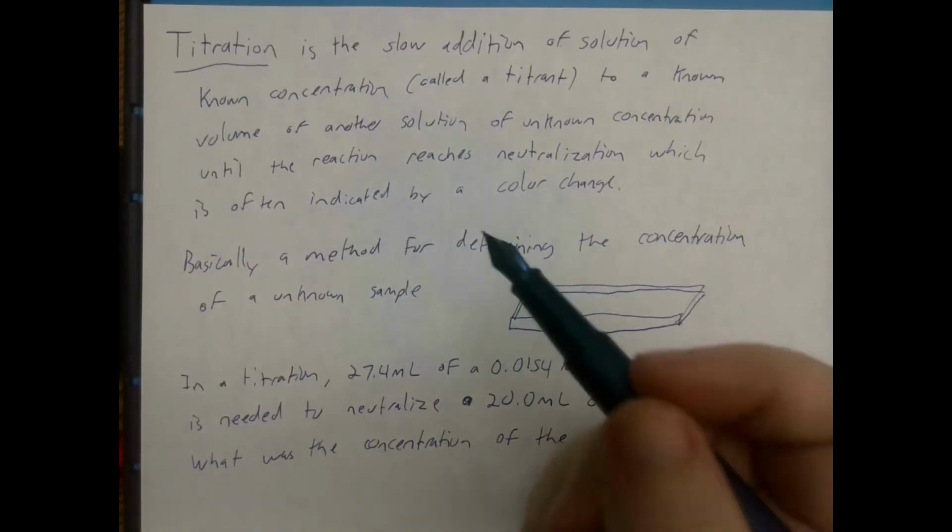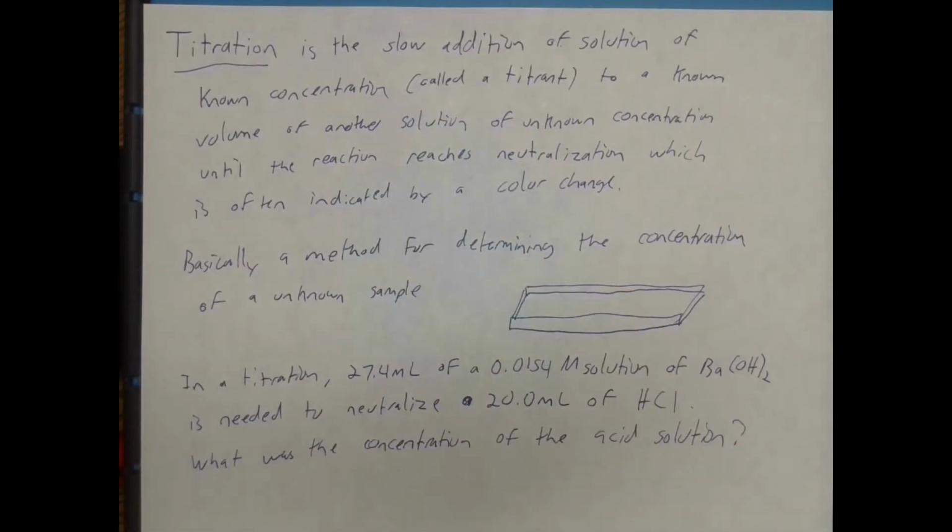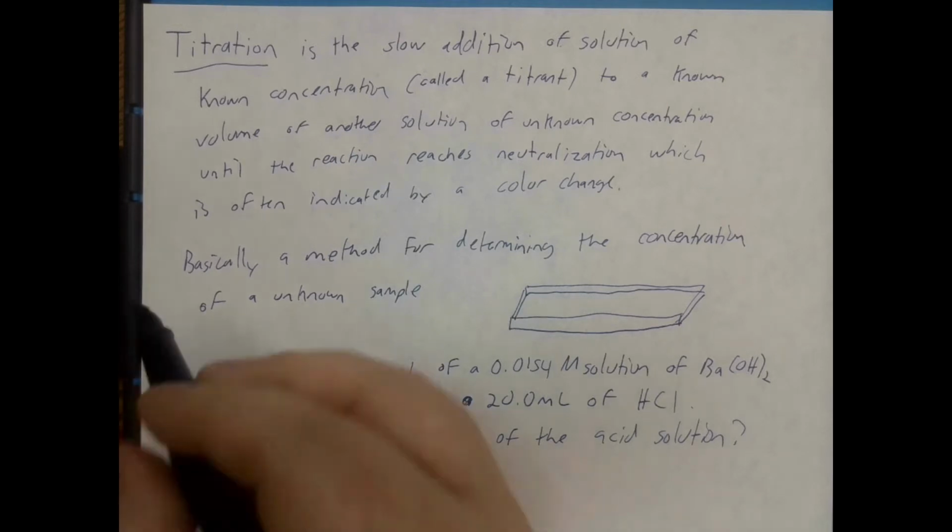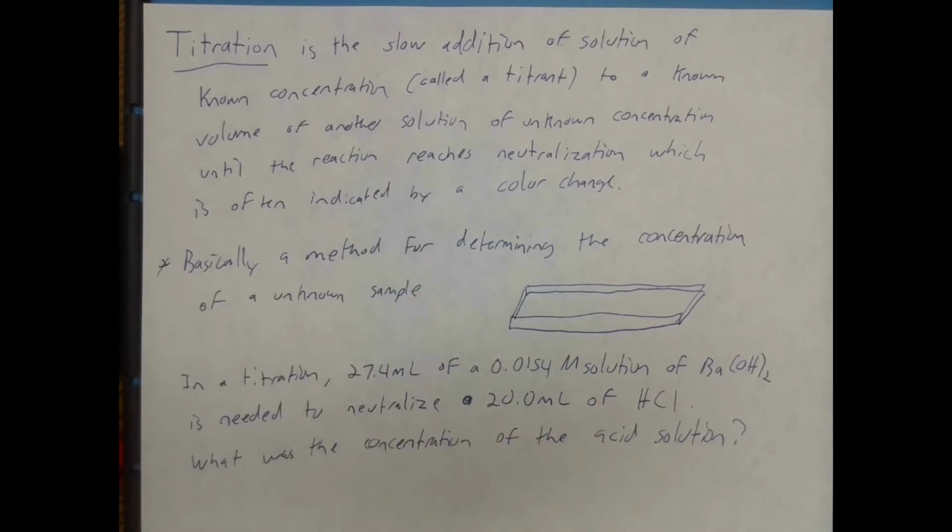Alright, so titration is the slow addition of a solution of known concentration, called a titrant, to a known volume of another solution of unknown concentration until the reaction reaches neutralization, which is often indicated by color change. Basically, it's a method for determining the concentration of an unknown sample.